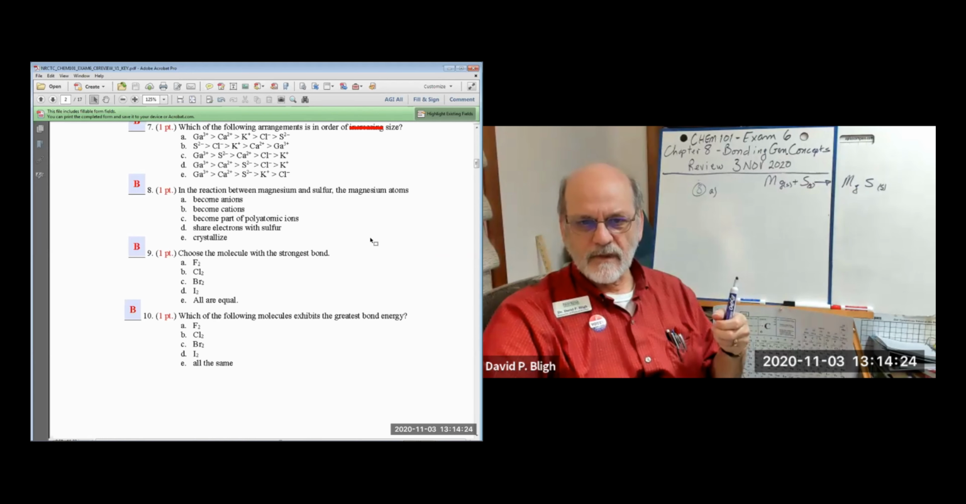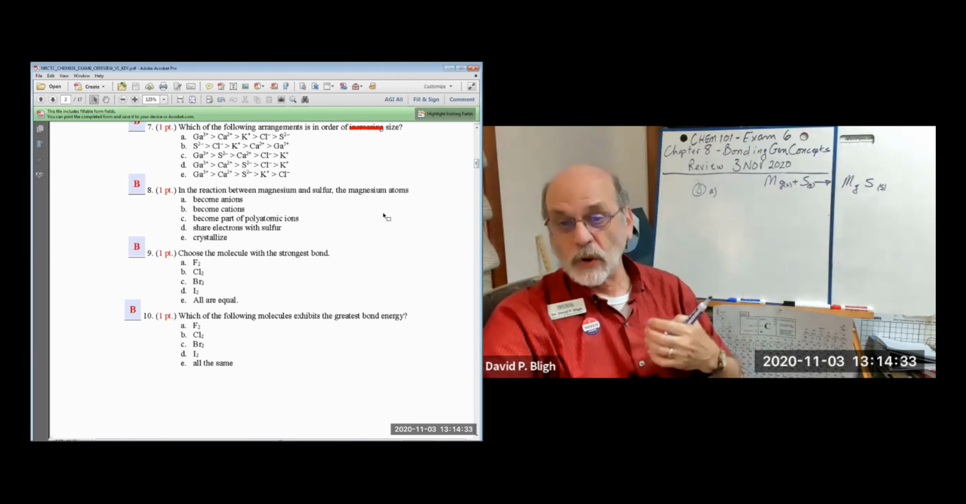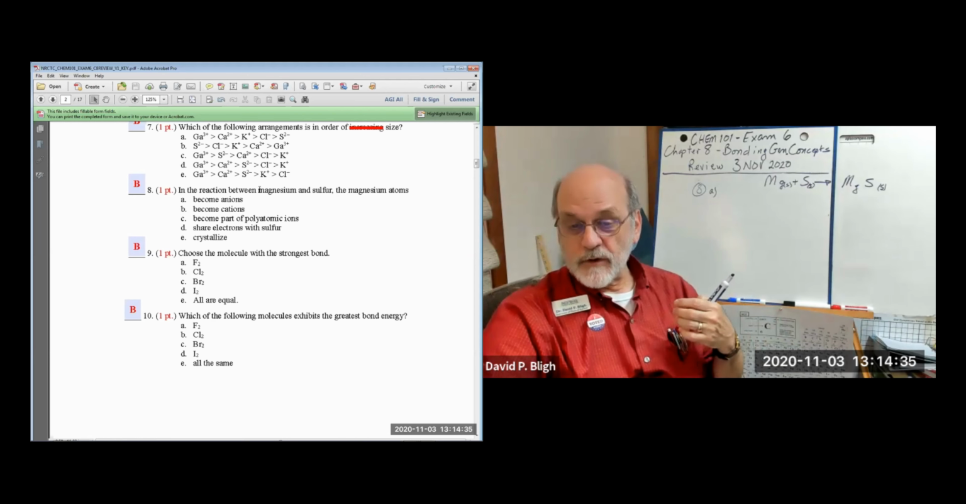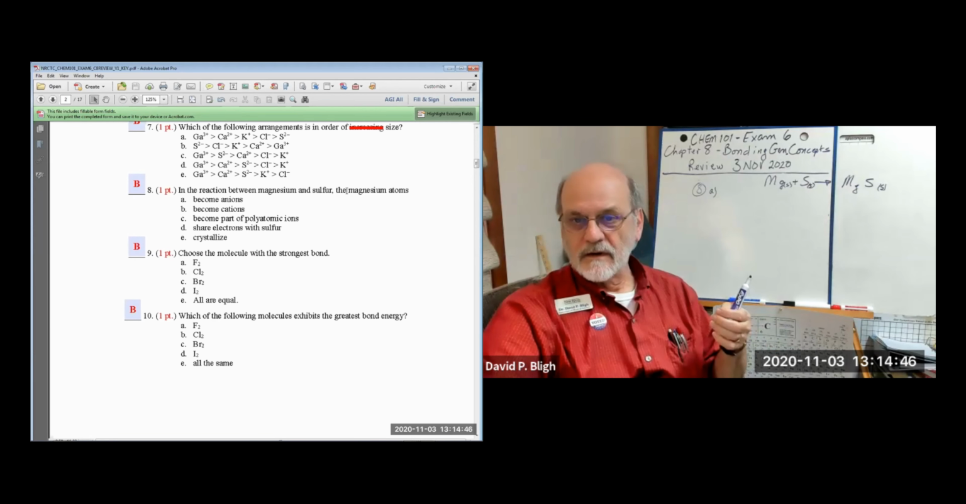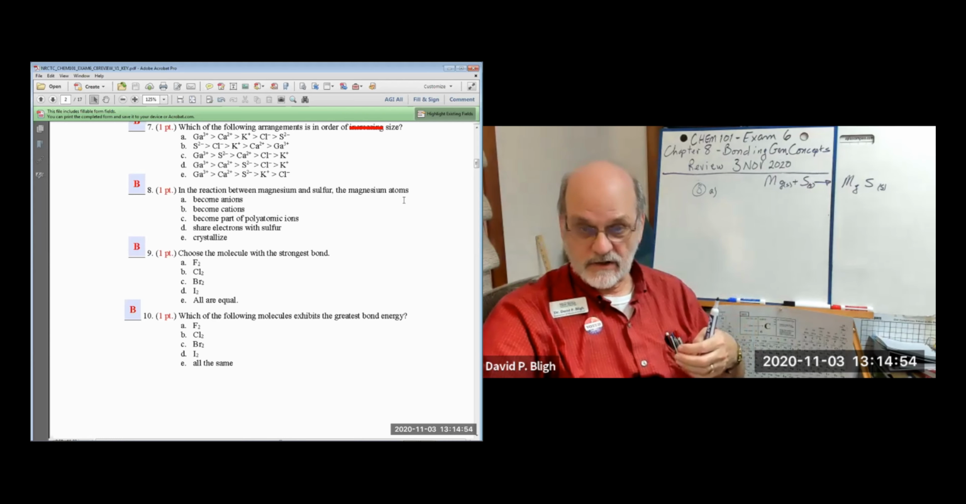Crystallize: in the reaction between magnesium and sulfur, the magnesium atoms do not crystallize on their own. So it's a trick in the wording. If we said the magnesium sulfide crystallizes, yes, that would be true, because all ionic compounds form crystalline solids. But the magnesium atoms themselves do not crystallize. They become ions, cations in particular.